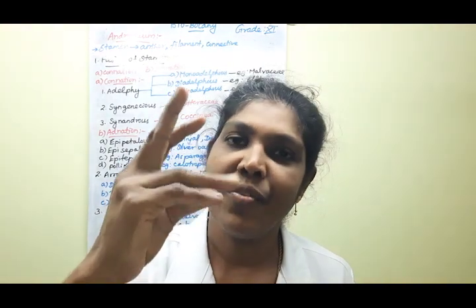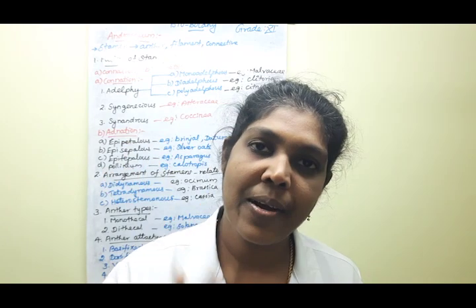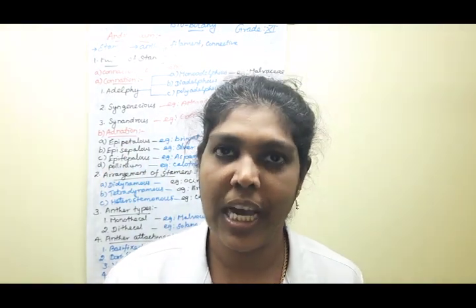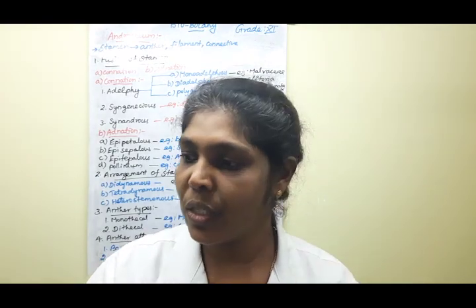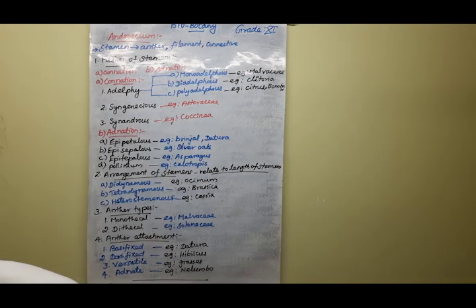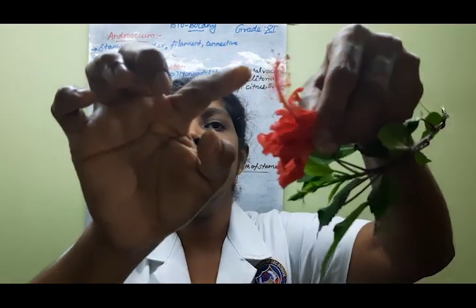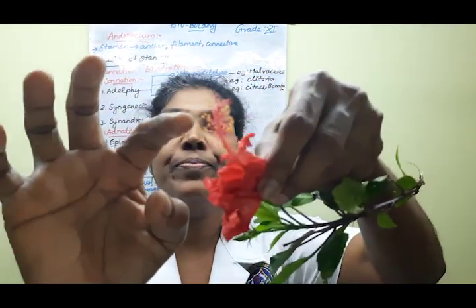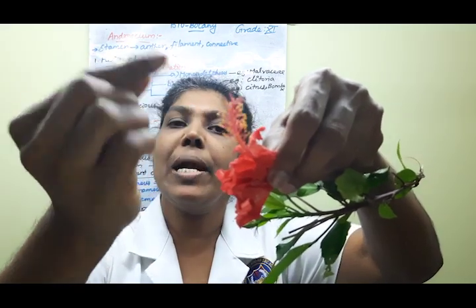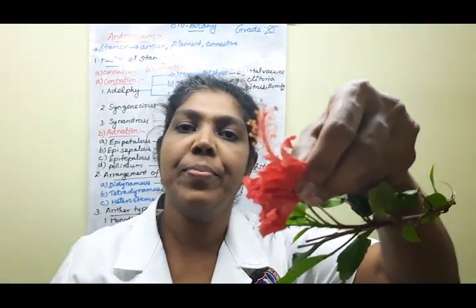Very good. The anther, the filament and the connective tissue. Clear? The stamen consists of the anther, the filament and the connective tissue. This is the yellowish part, isn't it? It is known as the anther. Then below that there is a reddish stalk, the anther stalk. That part is the filament.